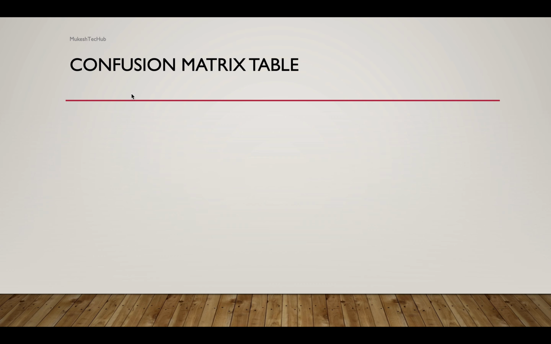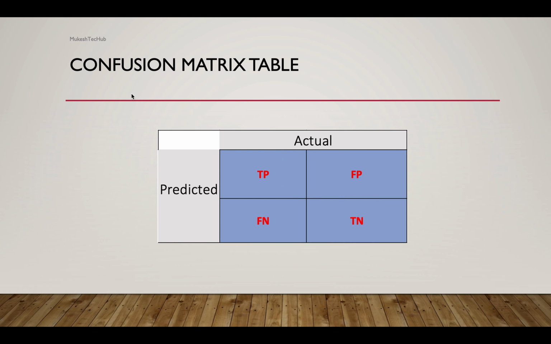Here we can have a look at the confusion matrix, how it looks and what the parameters are. On the top you can see the actual values, and on the left side you can see the predicted values. The first cell represents the true positive values, next the false positive, below the true positive is the false negative, and to the right of the false negative is the true negative.